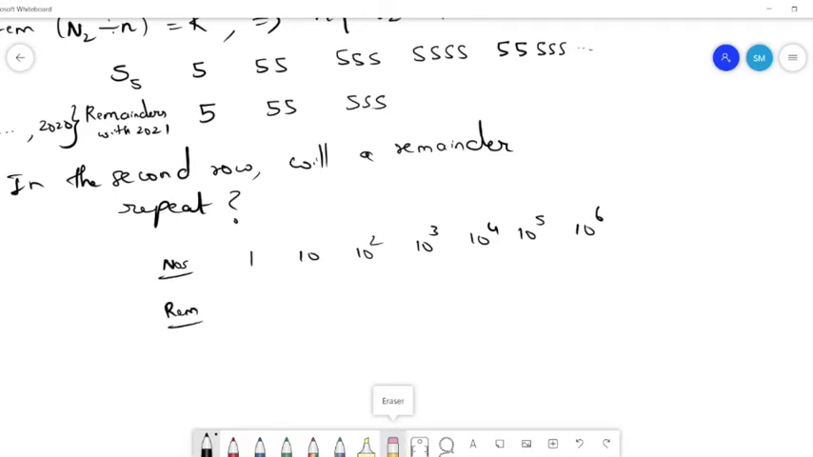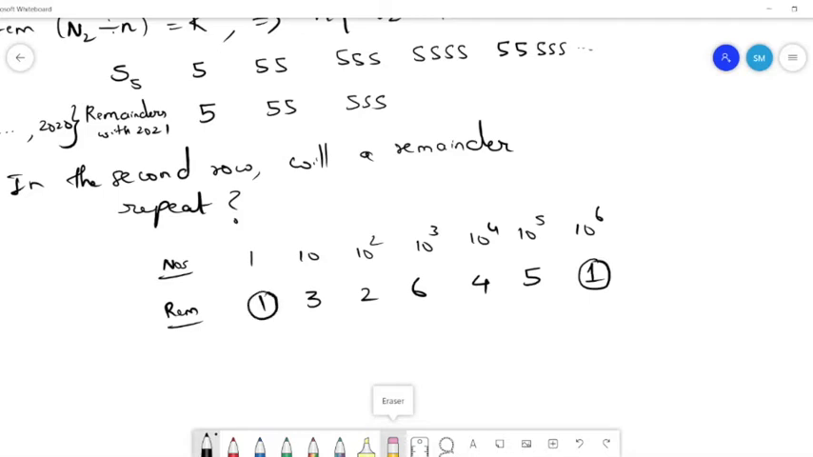This is 7. There it is, 3. Yeah, 2, 6. Yeah, 4, 5, and 1. Yeah. Right? So the remainder again, 1 is coming here, 1 is here, and the repetition has occurred.